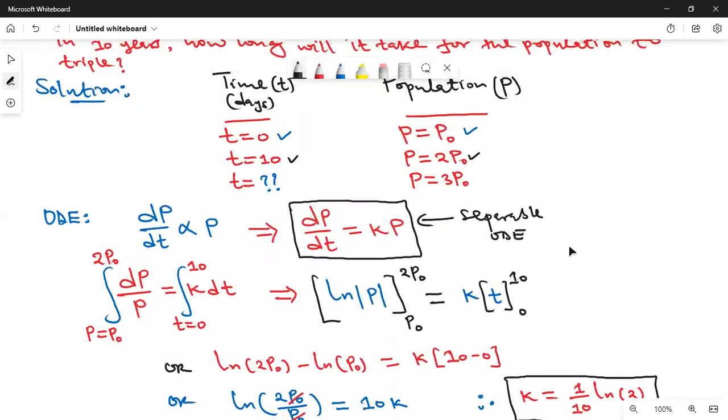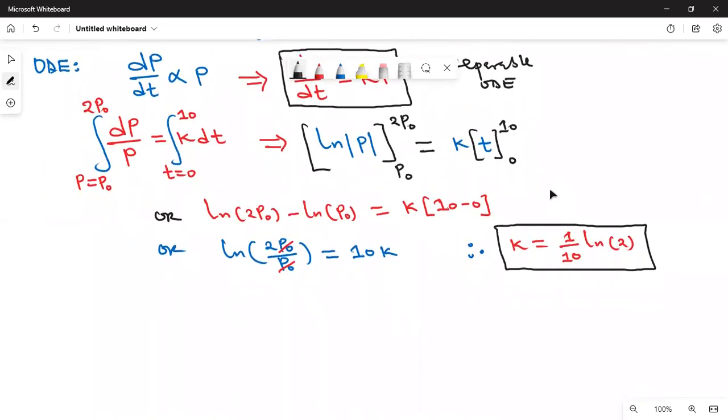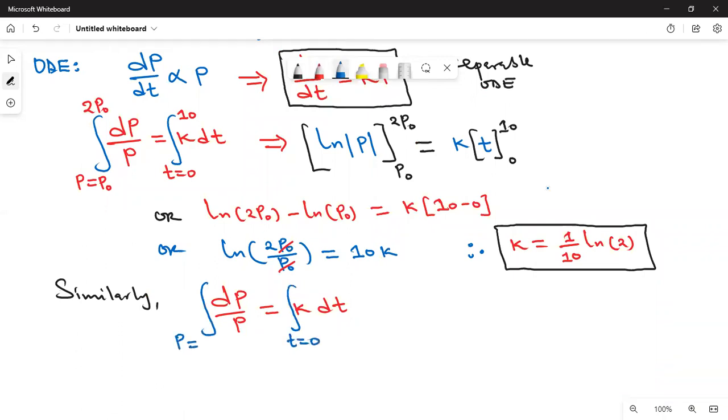Now, look at the third condition. What is the time when the population is 3 times p₀? I'll use the first condition and the third condition to determine the time t. Let's write here similarly. You can also integrate dp over p is equal to k dt. Now our limits are when t is equal to 0, p is equal to p₀. I don't know the time when the population is 3p₀. That's what I need to determine.